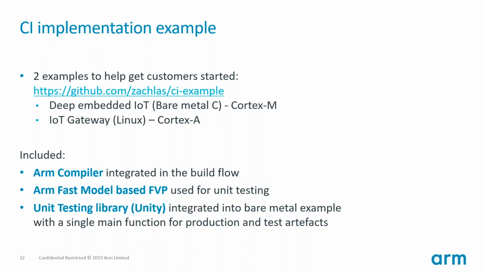So some additional resources. This slide is about that particular CI implementation example. You can check out that link. And also included in there is the ARM compiler, the ARM fast models, and it leverages the Unity testing framework. So it can be used as a reference system, or at least a starting point to bring these ideas into what this looks like in practice.